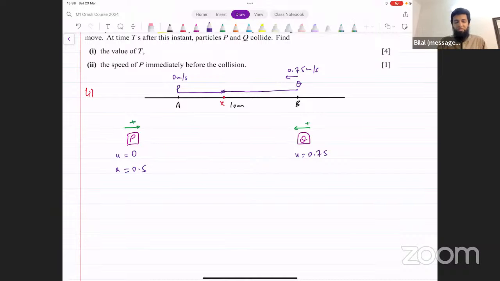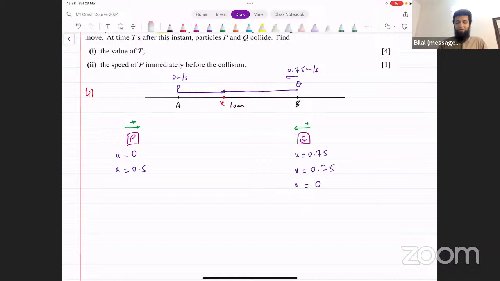But if you were to use constant acceleration formulas, you could also use those formulas here, because if the velocity is constant, what that means is the initial velocity is going to be 0.75 and the final velocity is also going to be the same. And since there's no change in velocity, acceleration is zero. All right, so that's the information that we have about Q. We need to find the value of T.